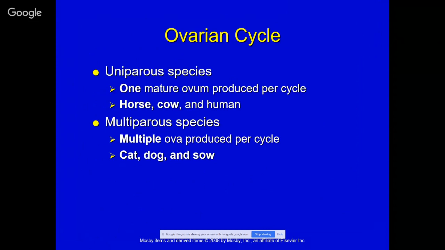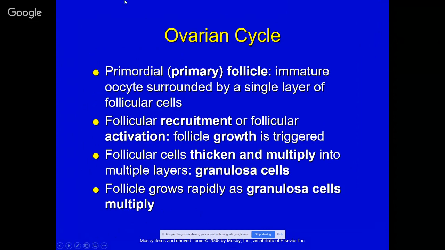With multiparous species, we have multiple ova produced per cycle. That's why we have litters: the cat, the dog, the sow, the rabbit, the ferret. The ferret's not as much. They usually have twins or triplets.